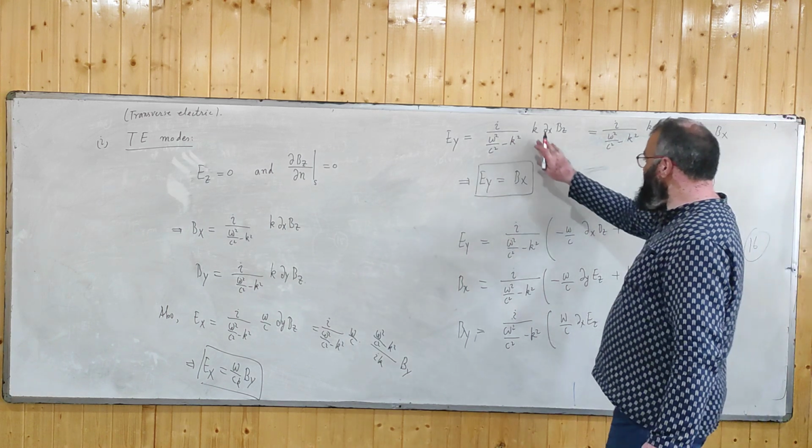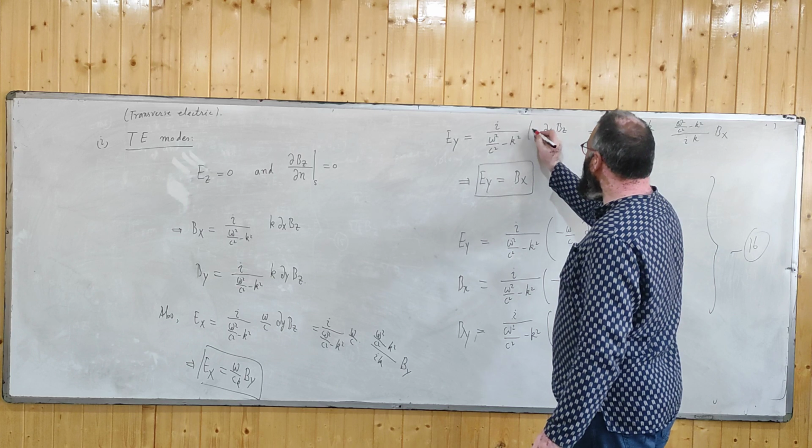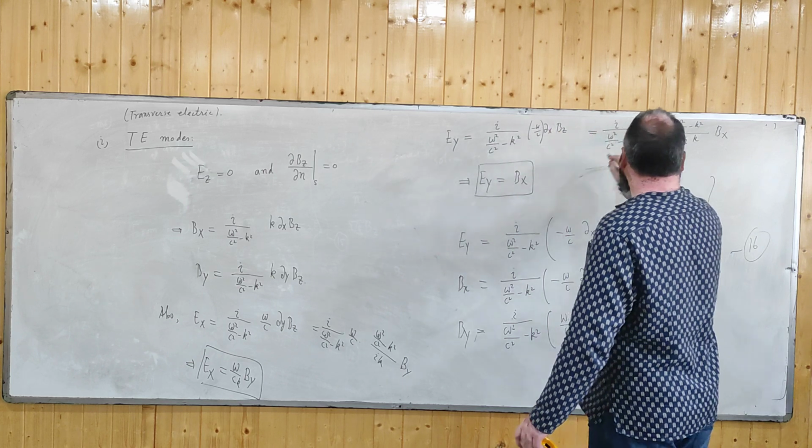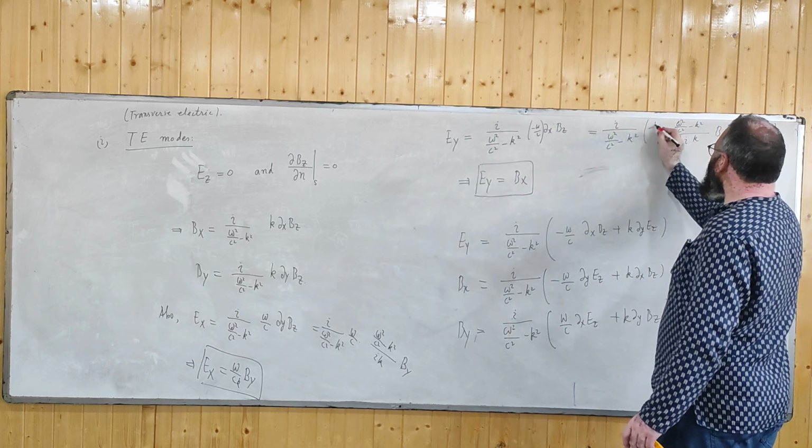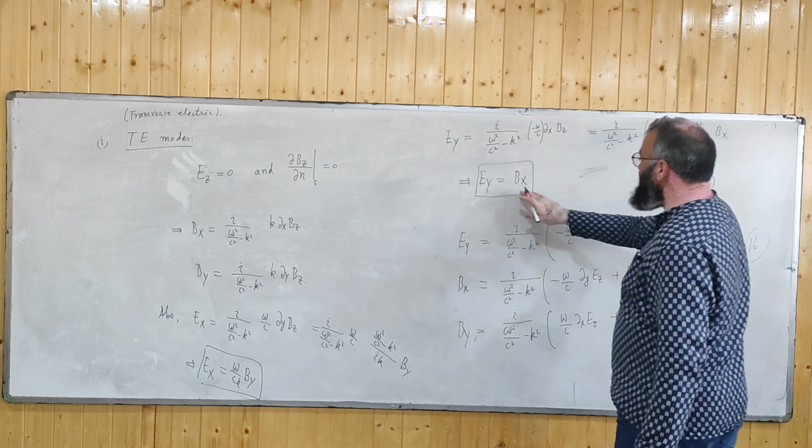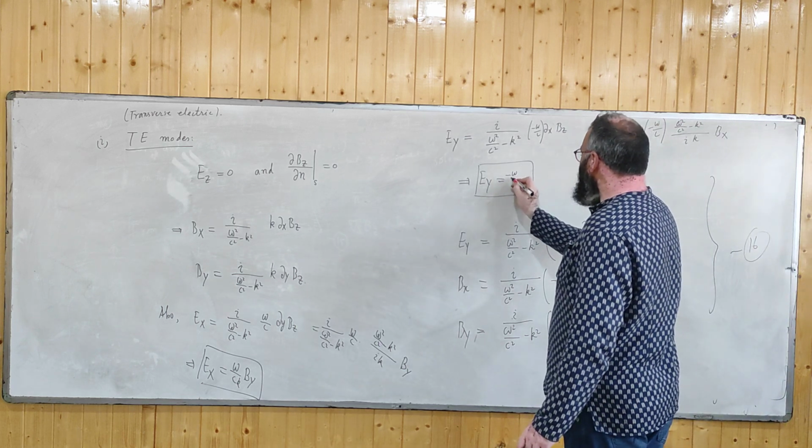Partial x, so it's minus omega by c here. Okay, minus omega by c. So it's minus omega by c, c k.